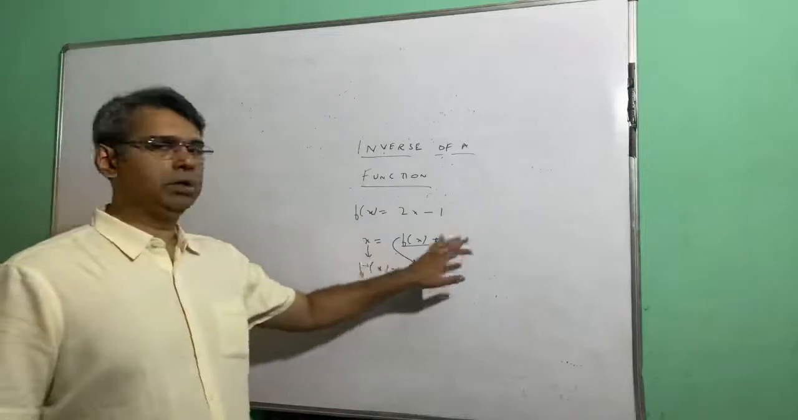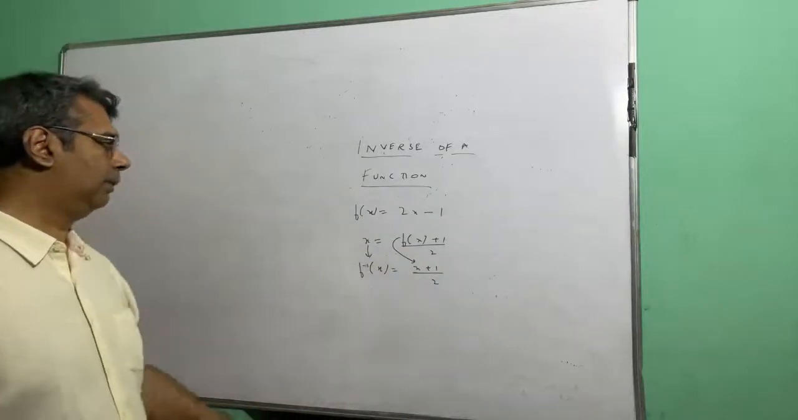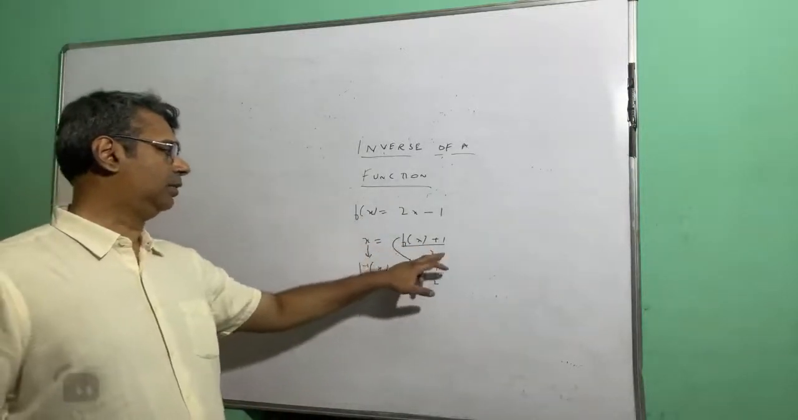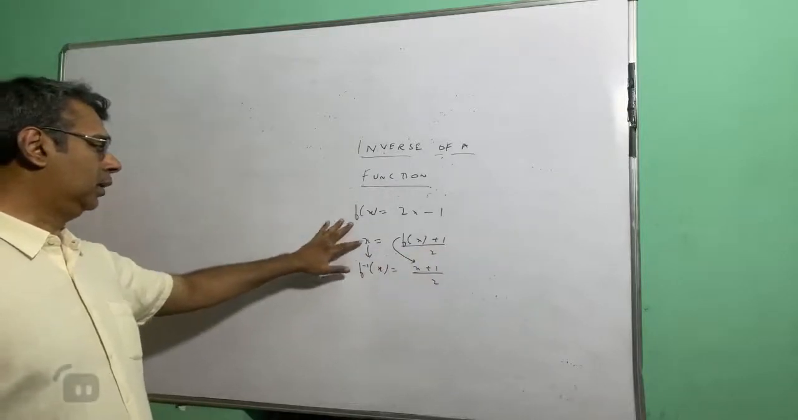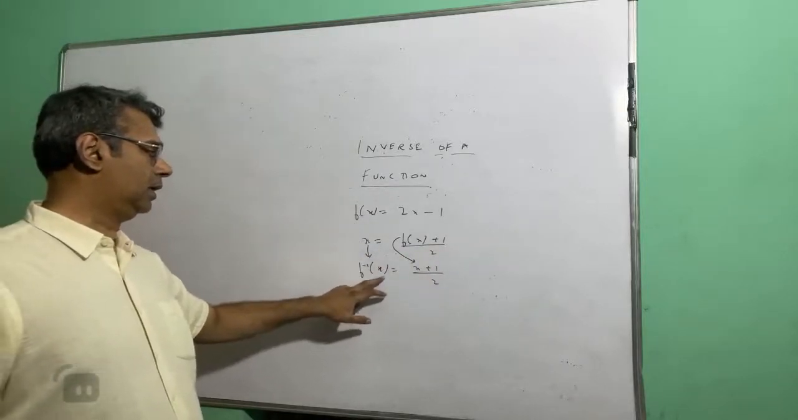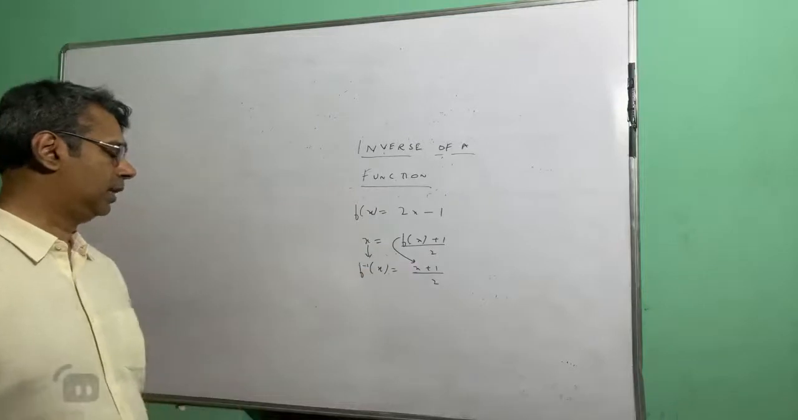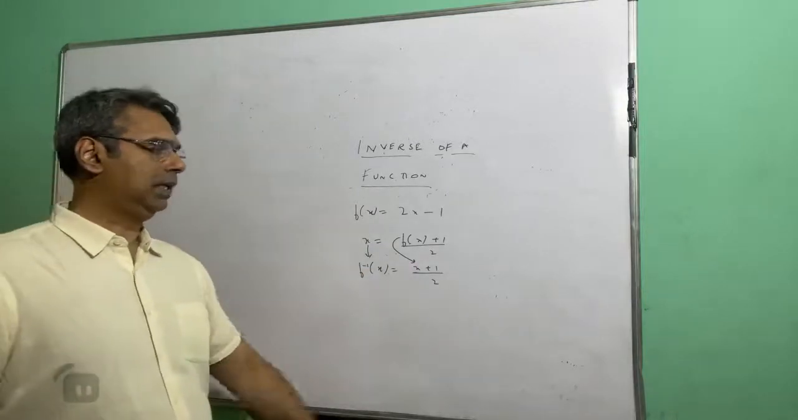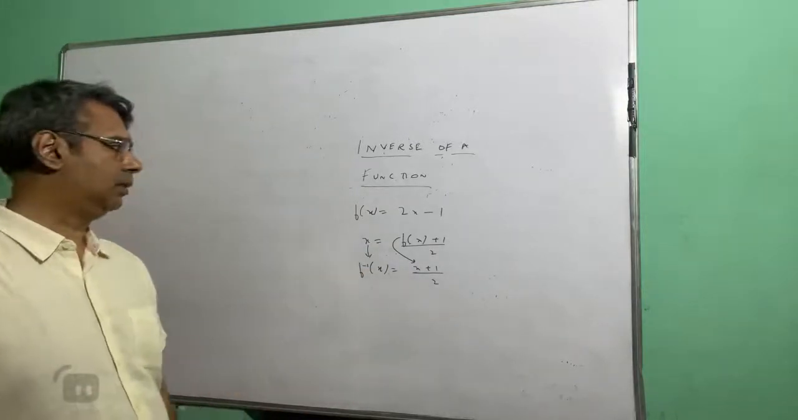Okay, f(x) equal to 2x minus 1 is a function. So you write x is equal to (f(x) plus 1) by 2. Now you replace x with f inverse x and you replace f(x) with x. So this is called the inverse function, (x plus 1) by 2.